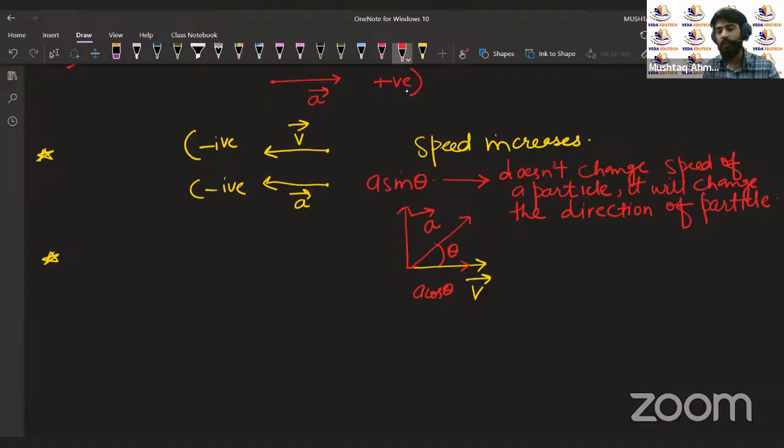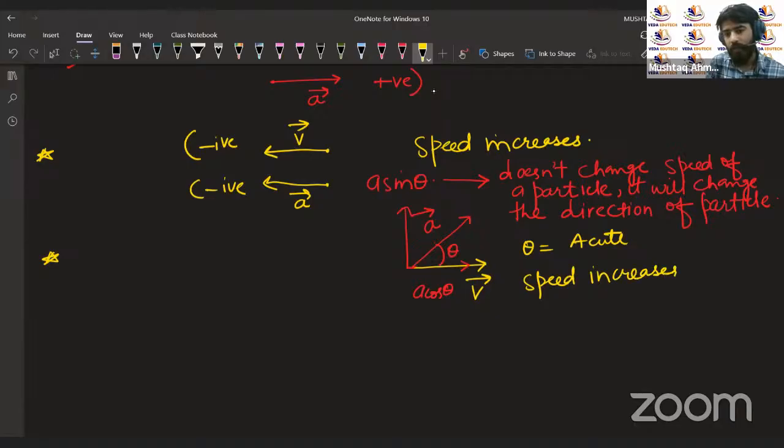And a cos theta, which is directed along the velocity vector, is the component responsible for changing the speed. Since this component is parallel to the velocity vector, it is responsible for increasing the speed. So in this case also we can say that theta is acute, correct? And speed increases. Direction is changing, but speed is increasing, right?